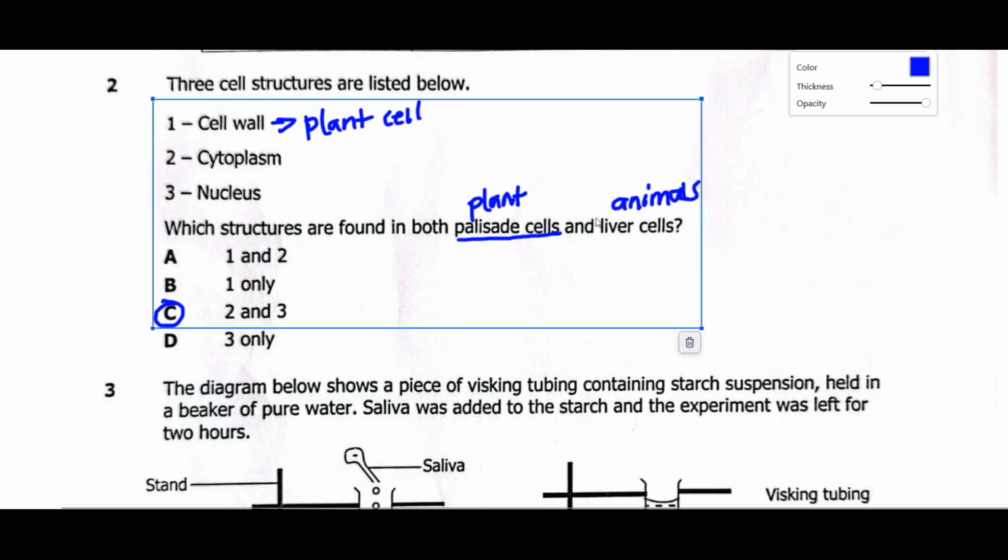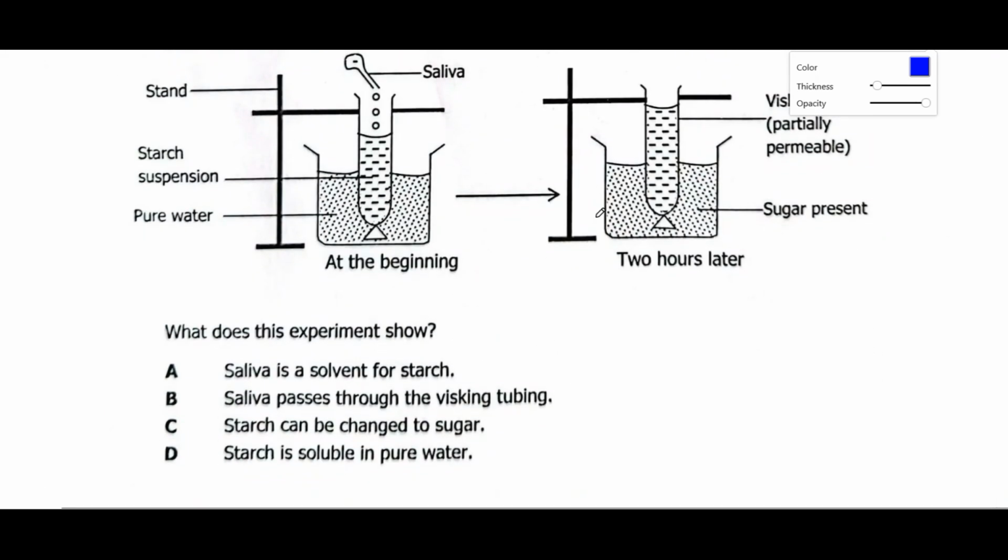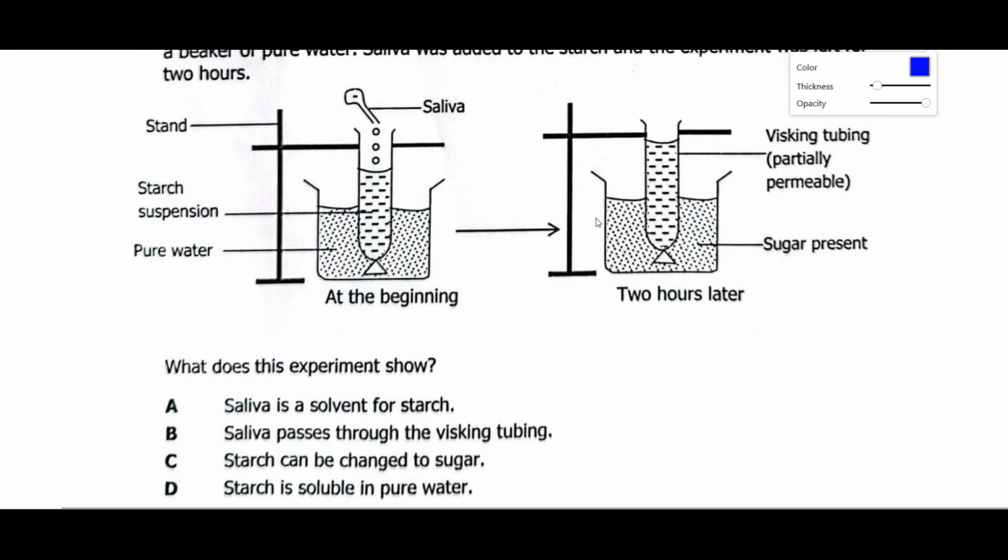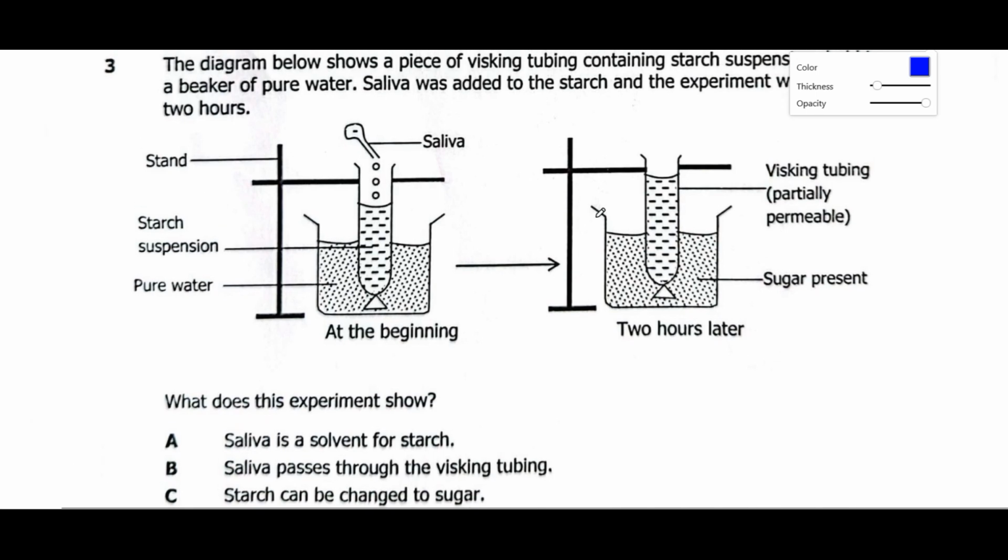We move on to question 3. The diagram below shows a piece of whisking tubing containing the starch suspension placed in a beaker of pure water. Saliva was added to the starch and the experiment was left for 2 hours. So remember, saliva is a digestive fluid that contains enzymes like salivary amylase.